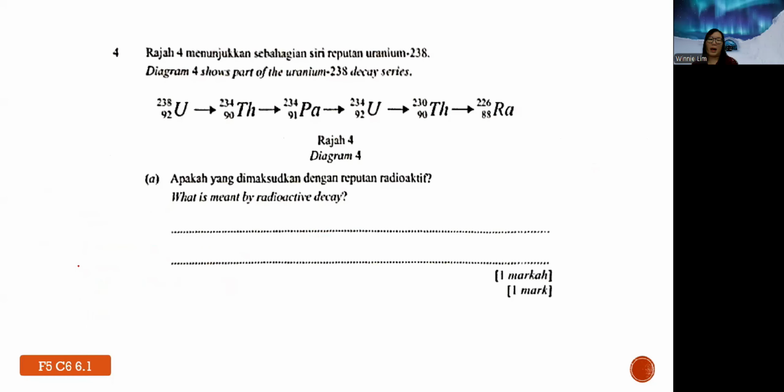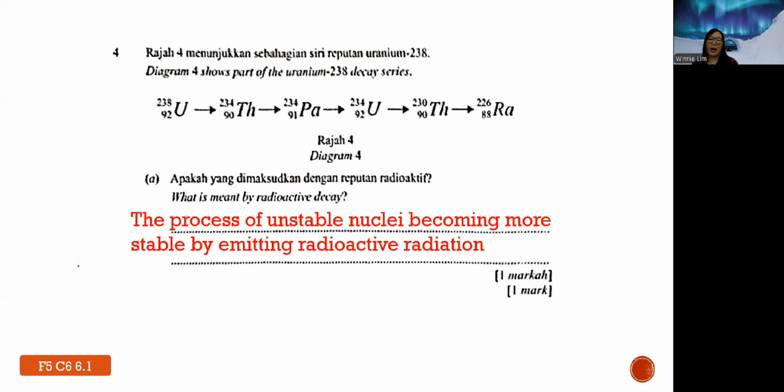Okay, then now we have question 4. Diagram 4 shows part of the uranium-238 decay series. Firstly, what is meant by radioactive decay? Generally, radioactive decay is a process where an unstable nucleus becomes more stable by emitting radioactive radiation. The radioactive radiation here refers to the alpha particle, beta particle, or even gamma ray.